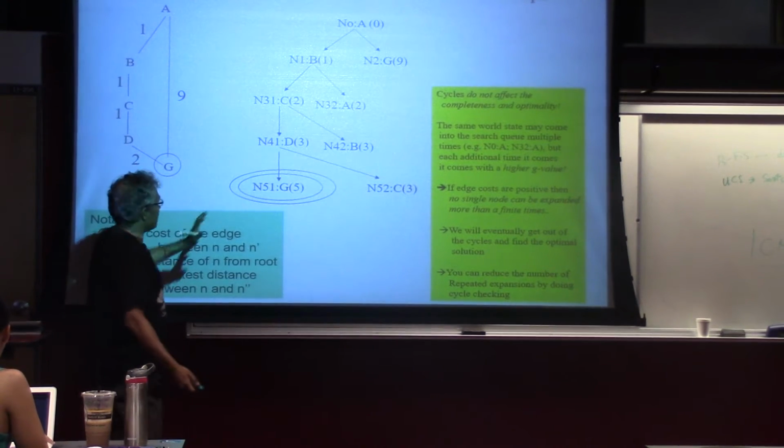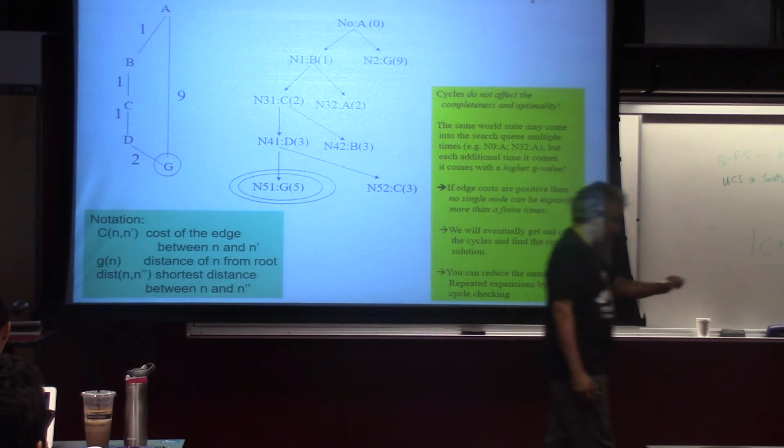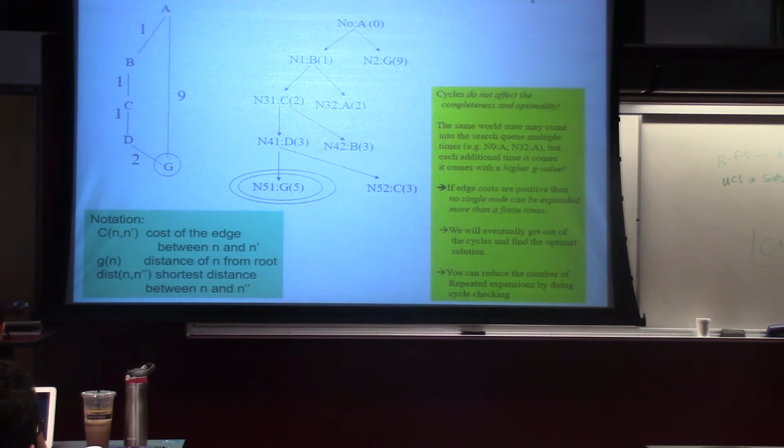Okay, so that's basically the reason why the optimality of uniform cost search is not affected by there being cycles. It will still work even if there are cycles. The only requirement is that the edge costs are epsilon positive.